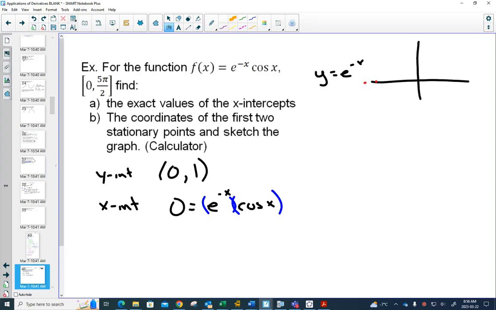And an e to the negative x graph then would look like this. We already talked about the fact when you plug in 0, you get (0, 1). Your e to the negative x graph looks like this. It has an asymptote at y equals 0. You can also imagine e to the negative x really as 1 over e to the x.